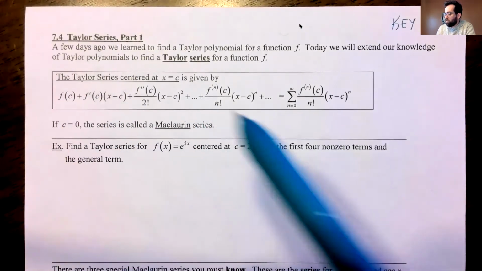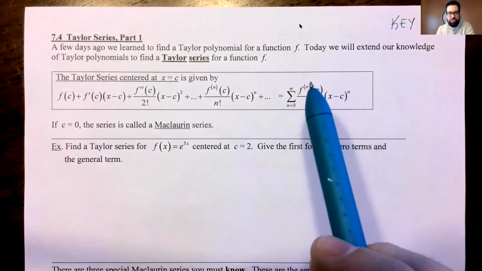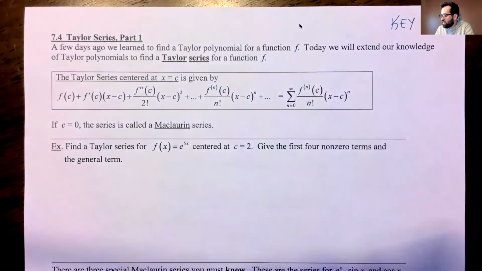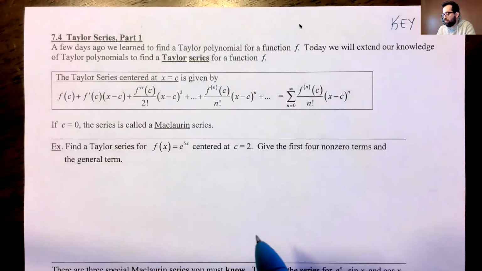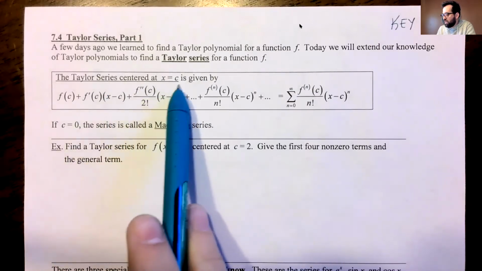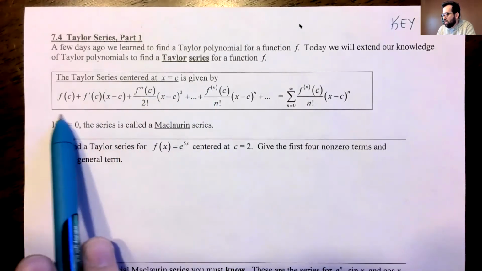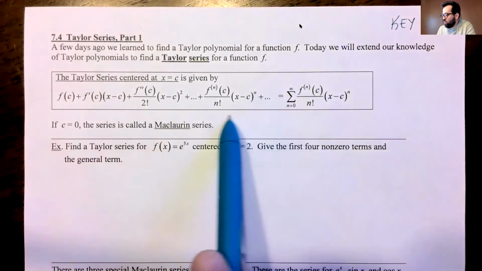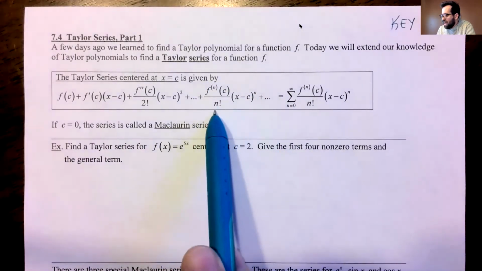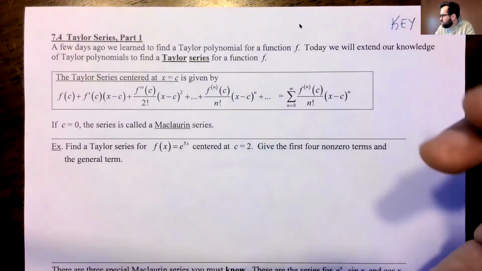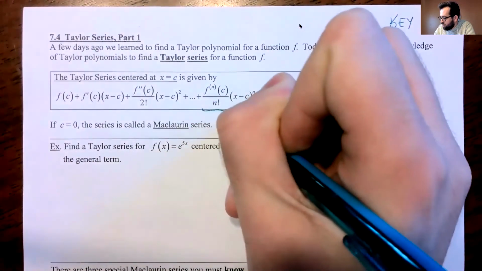A few days ago, we learned to find a Taylor polynomial for a function f. Today, we will extend our knowledge of Taylor polynomials to find a Taylor series for a function f. The Taylor series centered at x equals c is given by this. This should all look familiar. We are literally leaving n in for this right here, and this is going to be called our general term.